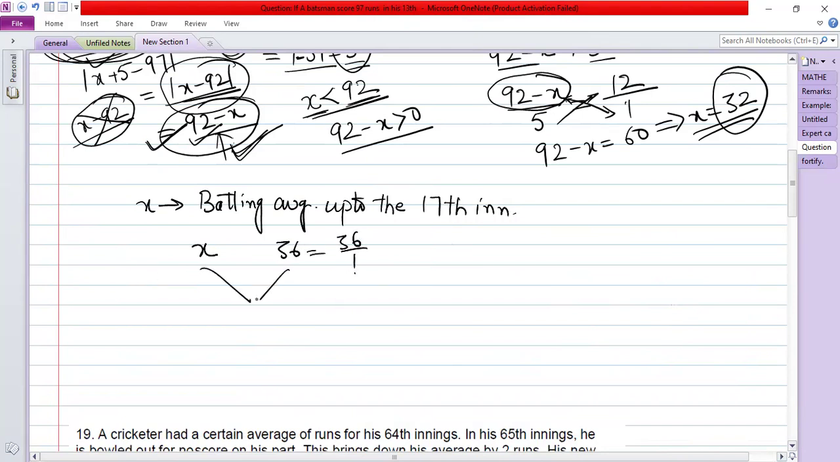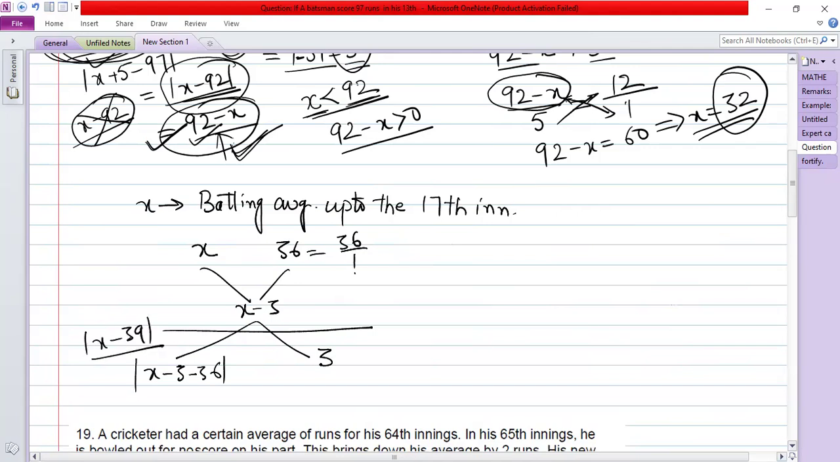Okay, and now here it was decreased, so x minus 3, decreased by 3. Now here, what is the difference? I should take 3 here, and this side it should be x minus 3 minus 36. Okay, modulus value, so this will give us x minus 39. Now we have to consider this sign.